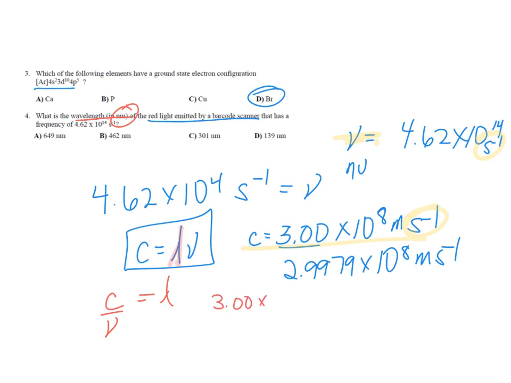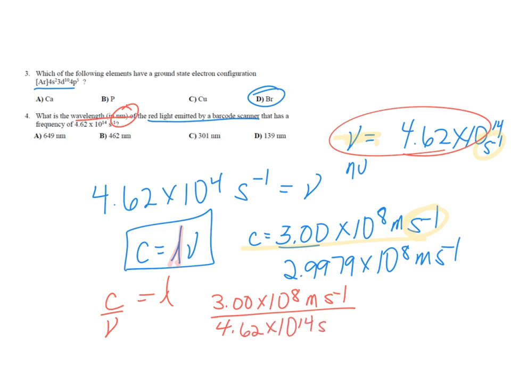So 3.00 times 10 to the 8th meters per second divided by the frequency, 4.62 times 10 to the 14th reciprocal seconds. Reciprocal seconds is going to cancel out. Make sure you can use your calculator to do the exponents, because mine you have to do second EE to the 8th. I'm going to divide that by 4.62, second EE to the 14th power, and I get 0.000000649. That is meters, folks, okay?